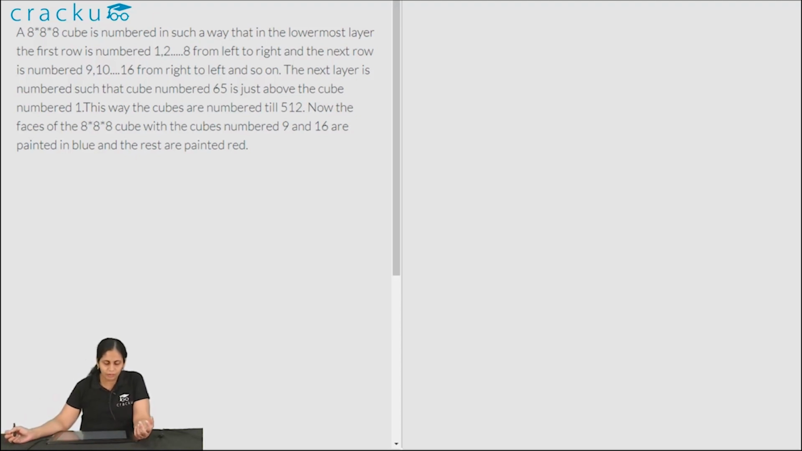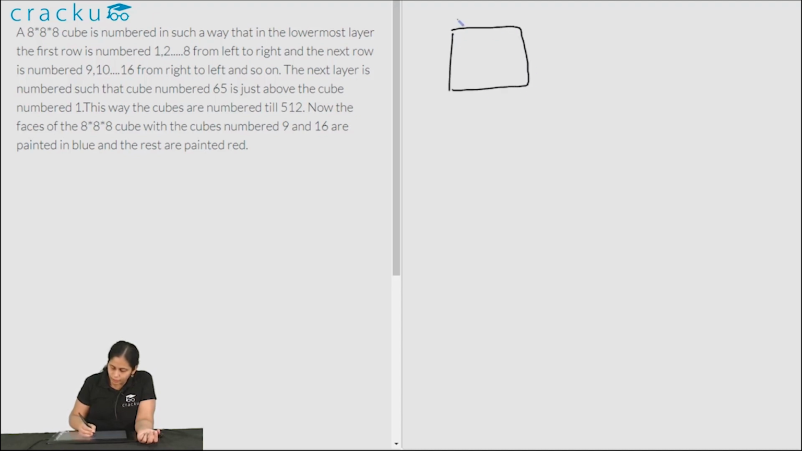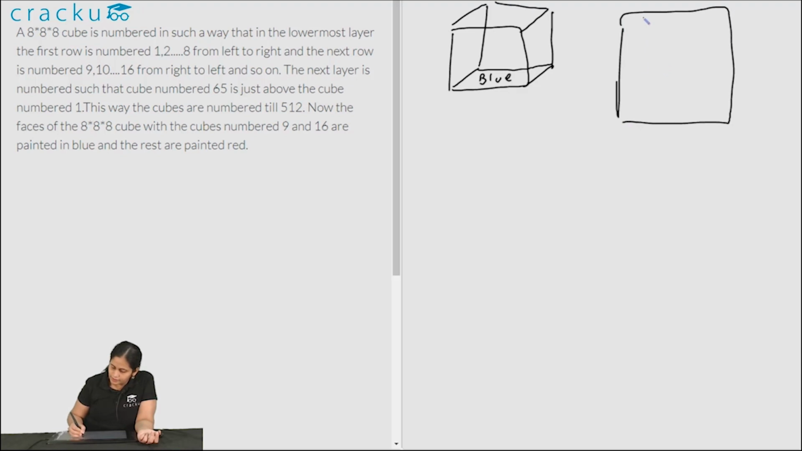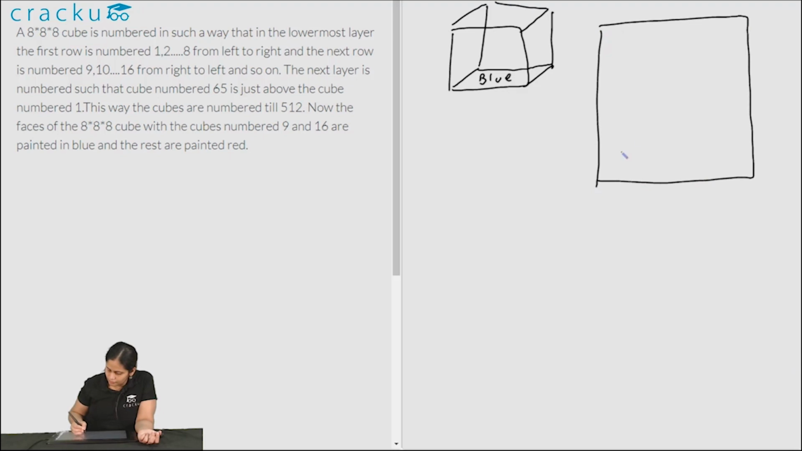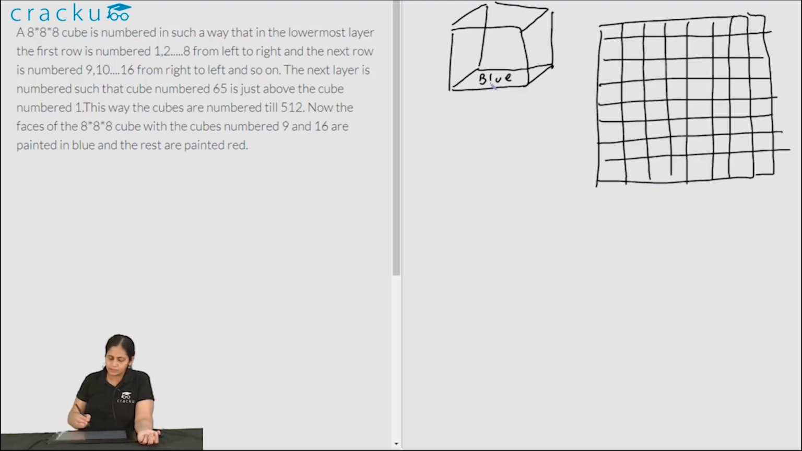So we have an idea of how the cube looks. So basically, this is the cube. You have the bottom layer which is 1 to 8, and this is the bottom face, which is painted blue. Then above that you have another face. This bottom face I'll just draw quickly. I'll draw a bigger one because I'm going to need some space to draw. Okay, so this is the bottom face which is painted blue.